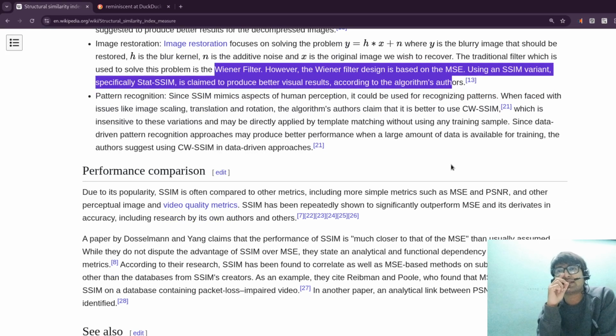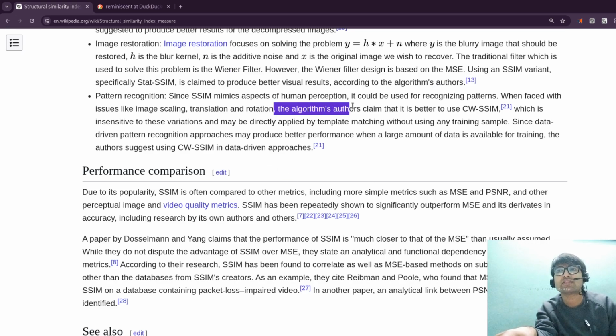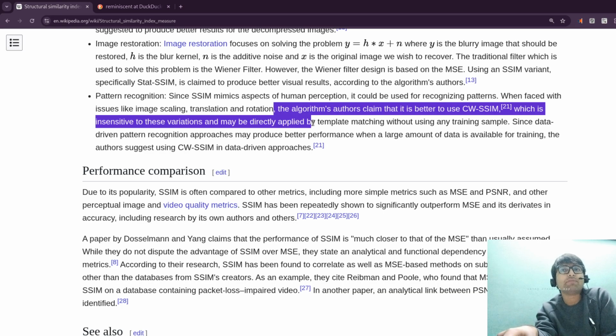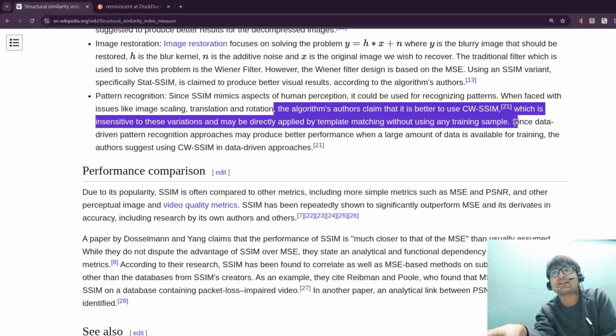Pattern recognition: since SSIM mimics aspects of human perception, it could be used for recognizing patterns. When faced with image scaling, translation and rotation, the algorithm author claims that it is better to use CWSSIM, which is insensitive to these variations and may be directly applied by template matching without using any training samples. Since data-driven pattern recognition approaches may produce better performance when a large amount of data is available for training, the author suggests using CWSSIM in data-driven approaches.